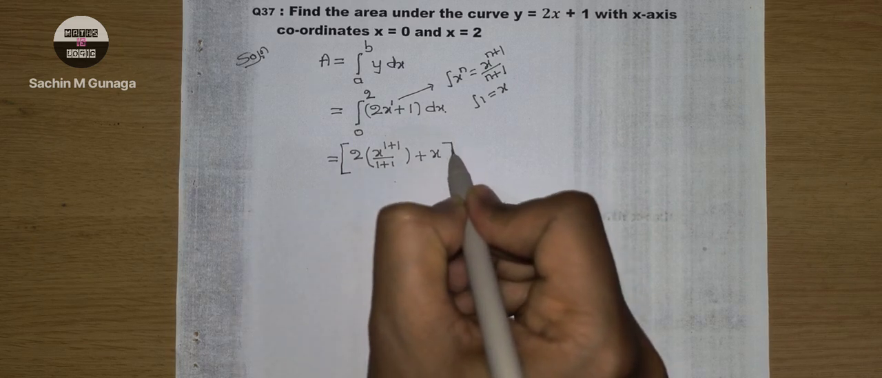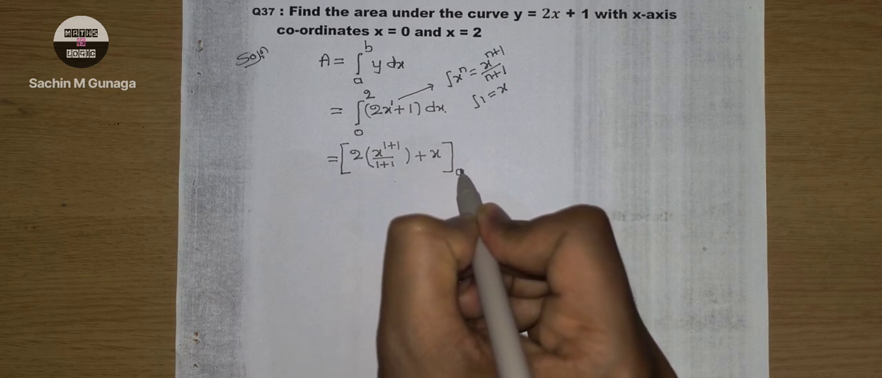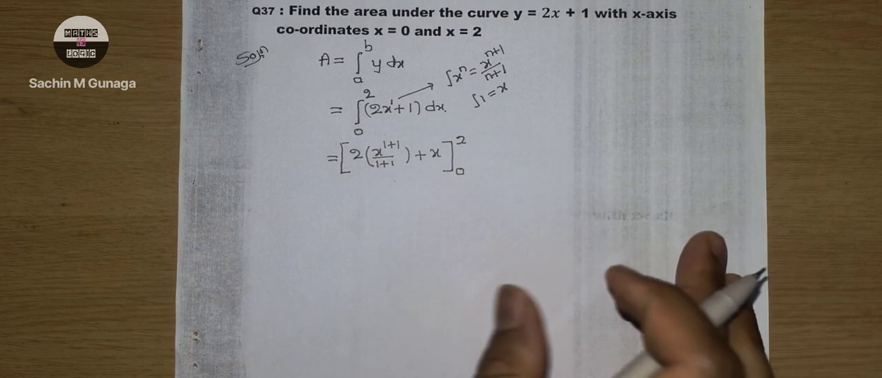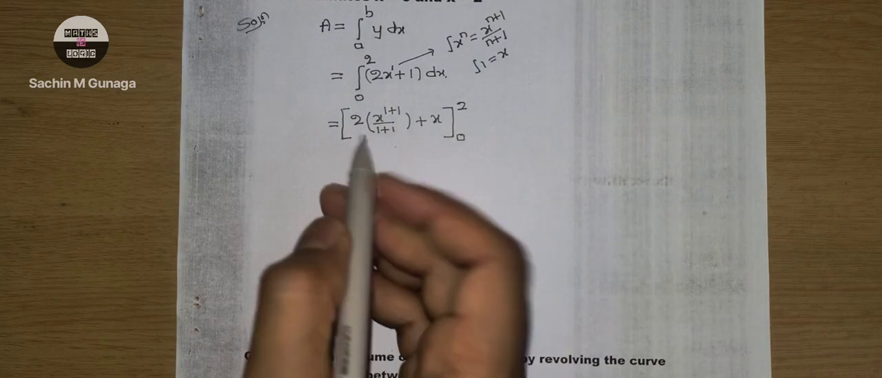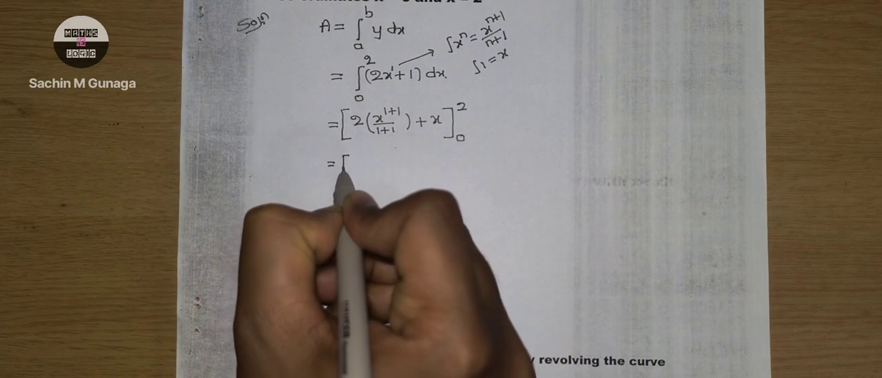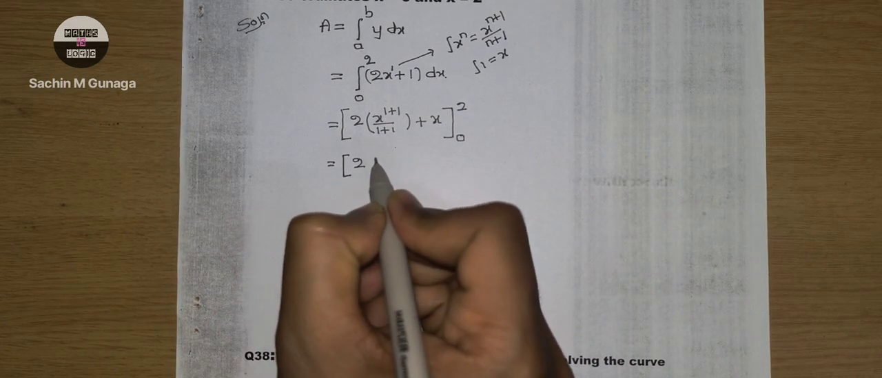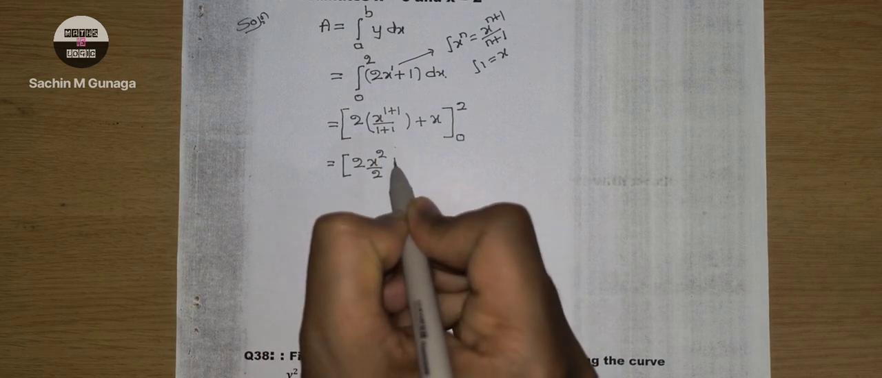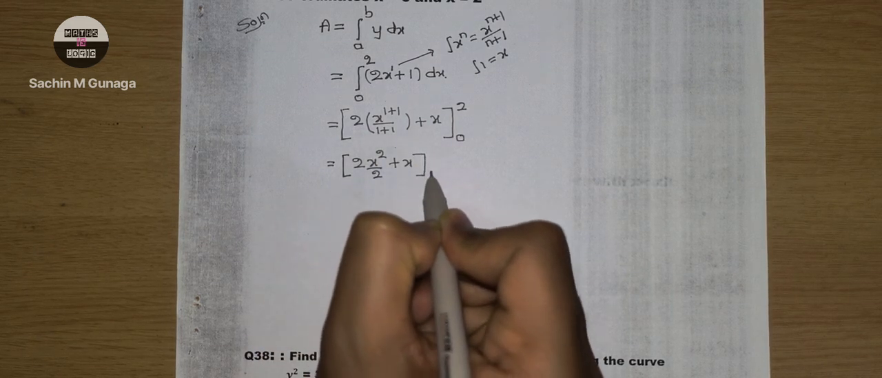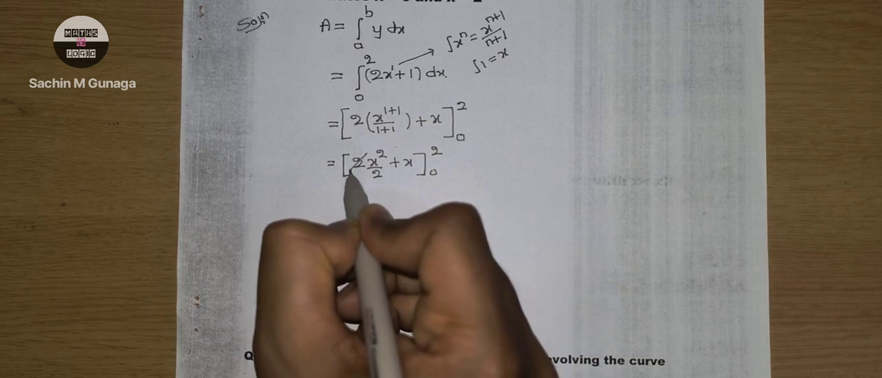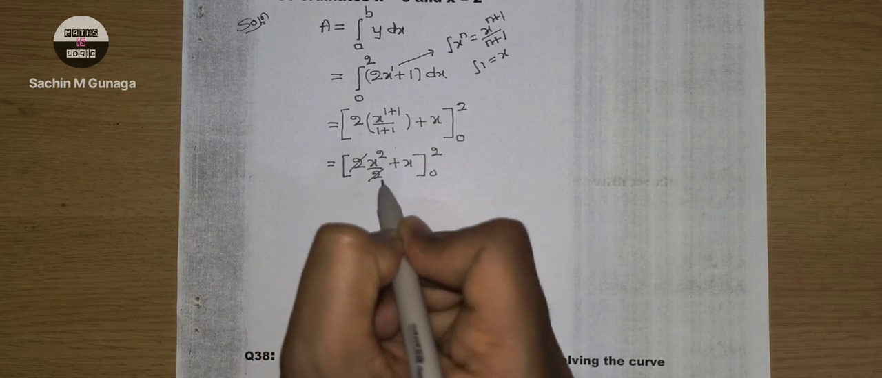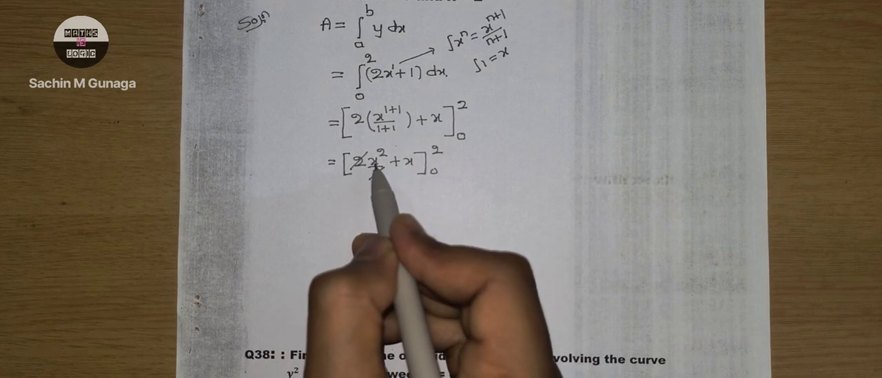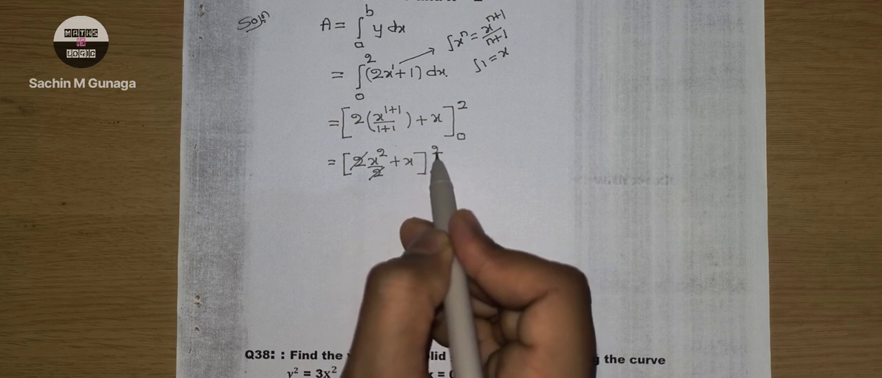Then after doing the integration, here you mention the lower limit and here you mention the upper limit. So next, now simplify. Therefore in bracket it is 2 into, so x square divided by 2 plus x from 0 to 2. Cancel x and cancel 2 and 2. Next, in place of x, first substitute the upper limit.